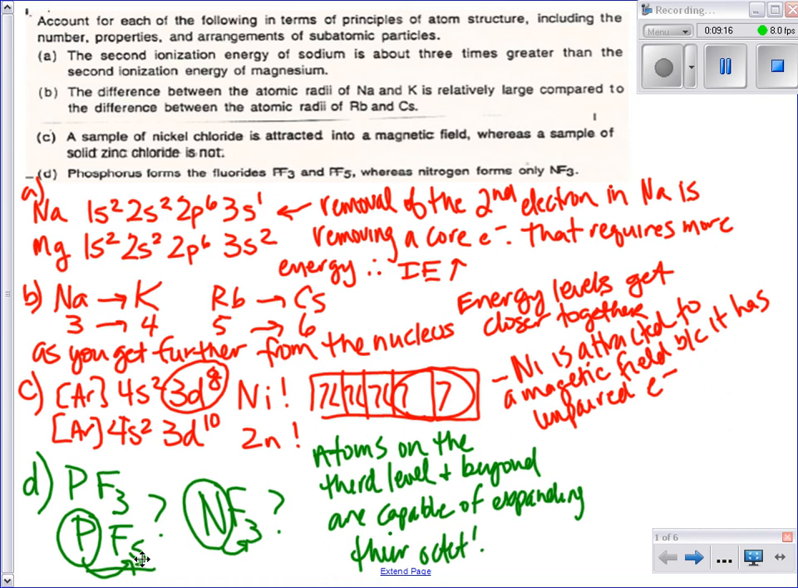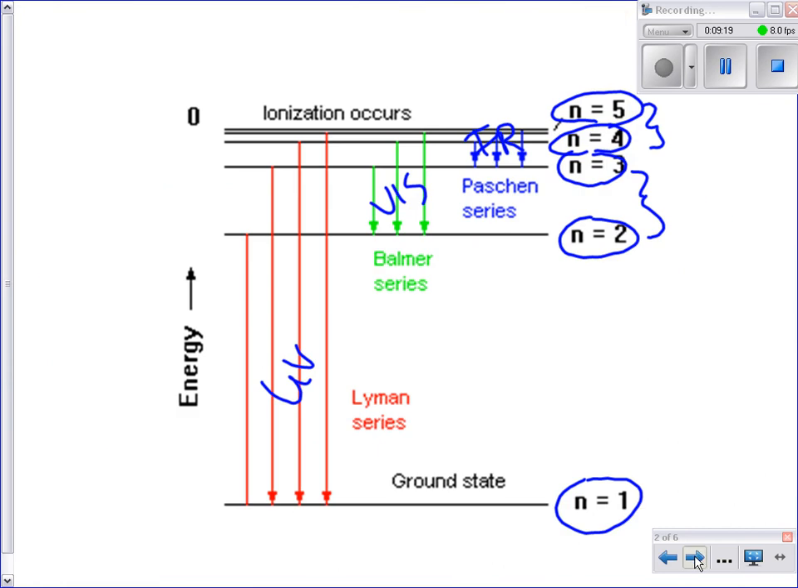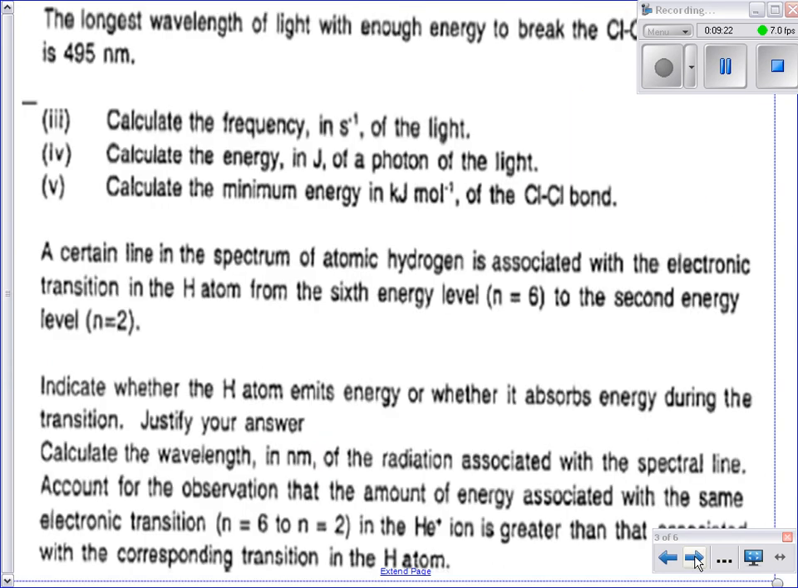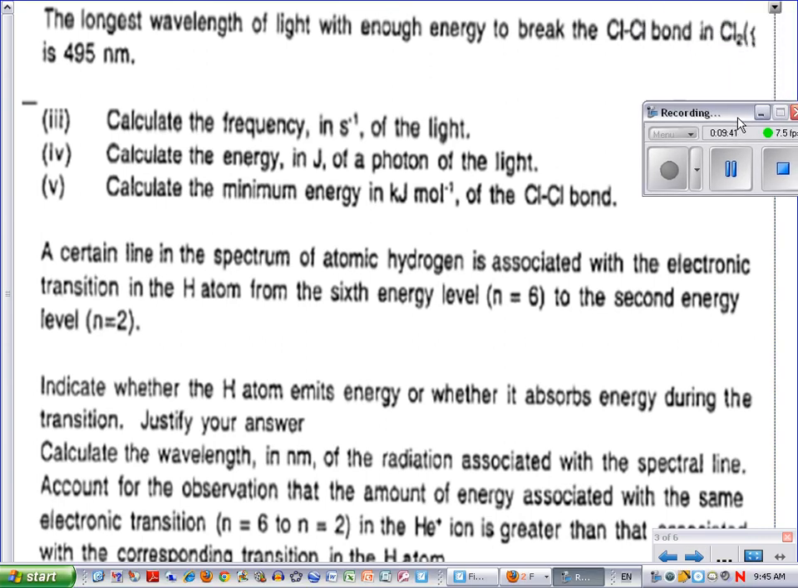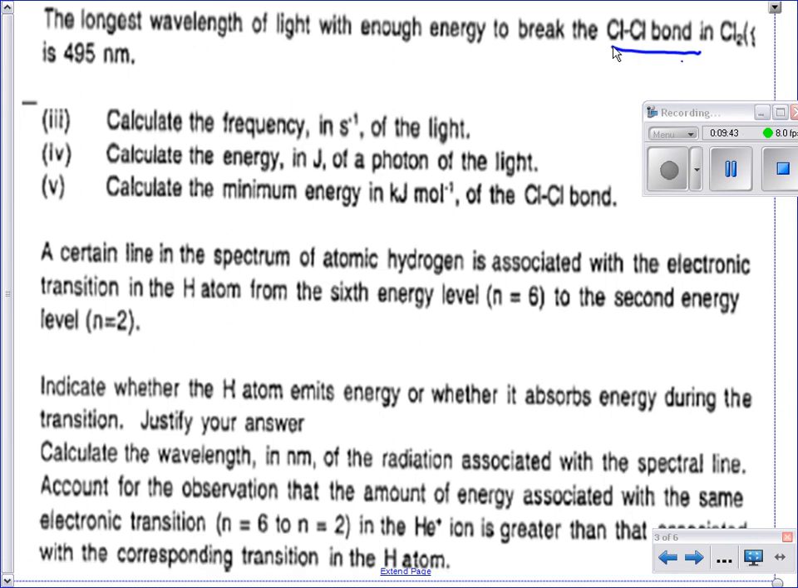All right, so that's that question. Let's move on to some math here. This is going to be solid review for the test. You should be capable of doing all these math problems. It says the longest wavelength of light with enough energy to break a Cl-Cl bond in Cl2. So this is basically the energy required to break the bond in one molecule. The wavelength required to break the bond in one molecule is 495 nanometers.